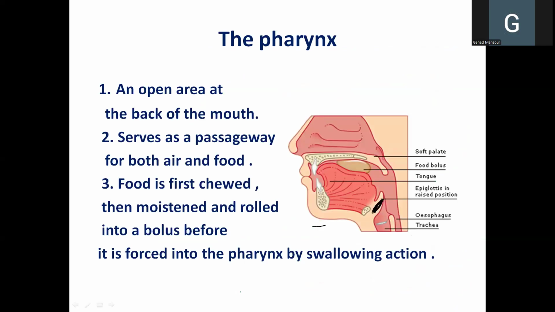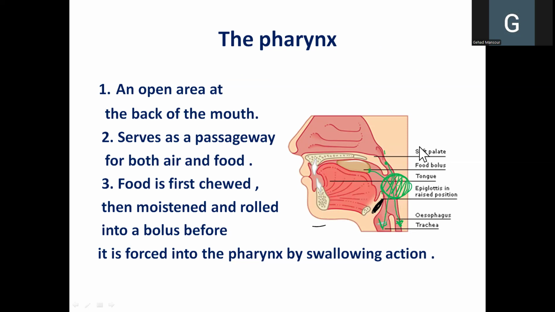Of course, we talked before about the pharynx, and we said that the pharynx is a cavity or an open area at the back of the mouth, and it serves as a passageway for both the digestive system and the respiratory system. Air can pass from the nasal cavity into the larynx, but through what? Through the pharynx. Similarly, food can crisscross and pass to the esophagus, but again through the pharynx. So the pharynx is a common cavity for both air and food.